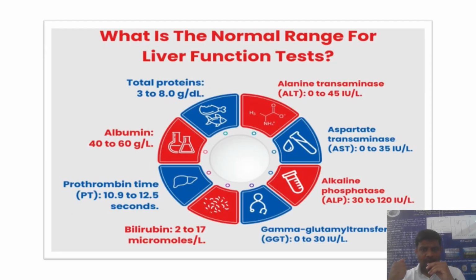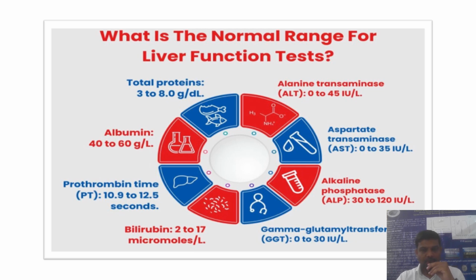What is the normal range for liver function tests? The normal range of proteins is about 3 to 8 grams per deciliter. If you check the various liver enzymes, for alanine transaminase the normal level is 0 to 45 international units per liter. Aspartate transaminase, AST, is 0 to 35 international units per liter. Alkaline phosphatase, ALP, is 30 to 120 international units per liter. Gamma glutamyl transferase is 0 to 30 international units per liter.